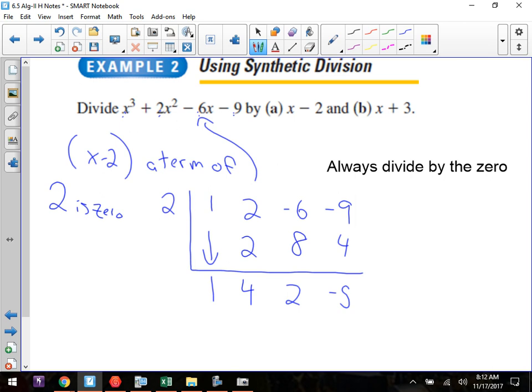Now, what that means, since my last value is not a 0, that means that 2 isn't a 0 of the function. And if 2 isn't a 0 of the function, that means x minus 2 isn't a term of the function. So what's happening here is, by using this little trick of synthetic division, you can factor things out as you go through.